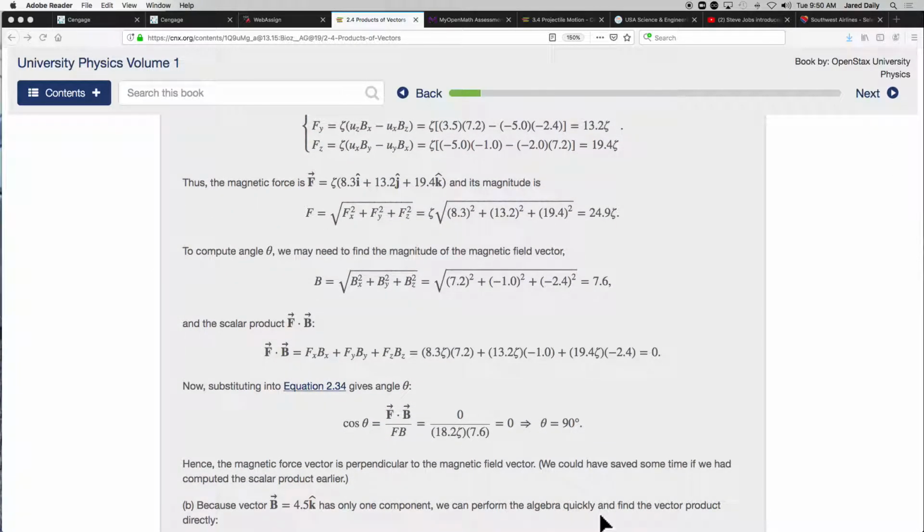So here we're using the cross product to calculate the force vector. Then we use the force vector to calculate its magnitude. Then we calculate the magnitude of the magnetic field vector and use the dot product definition to calculate the angle between them.